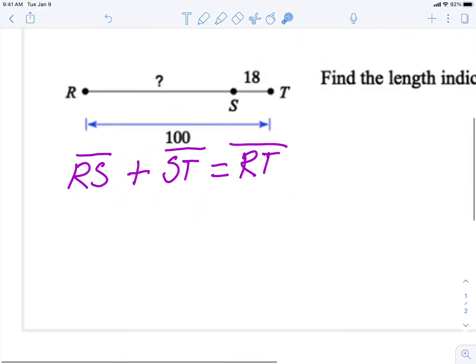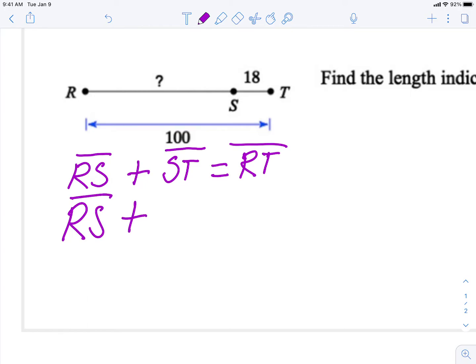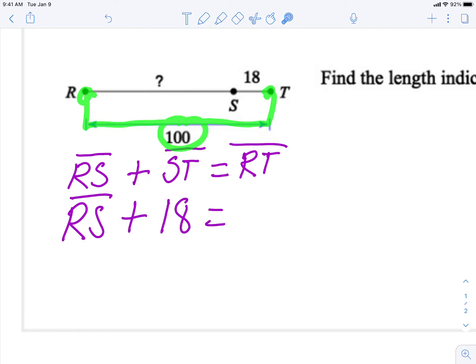So now that we have our segment set up, we can start substituting what we know. RS, how much is from R to S? We don't know, so we leave this as RS. Plus, how much is from S to T? From S to T is 18, so we write 18 is equal to R to T. R all the way to T is 100, so we say this is 100.